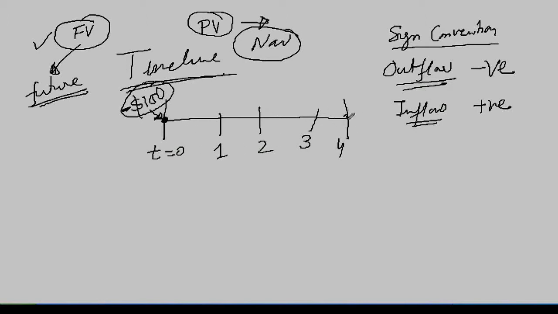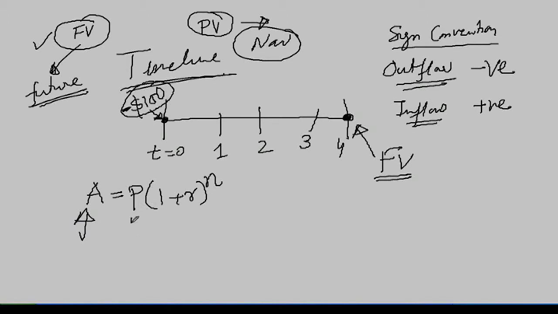The money I will be getting after 4 years will be here, and this will be my future value. Over here, present value is known and future value is known. If you go back to your school days, you would have got to know this formula: A equals P into (1 plus R) to the power n. This is the amount. P is the principal, the amount you have invested. A is the amount that will become after n number of years. R is the interest rate, and n is the number of years.